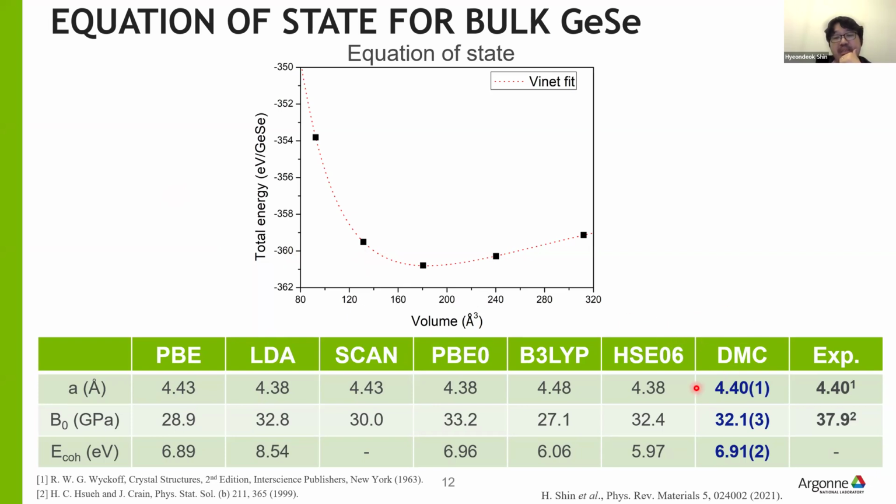As can be seen in these tables, the estimated lattice parameters and bulk modulus are in excellent agreement with the experimental values. From this result, we can expect that QMC can provide accurate ground state properties for the bulk germanium selenide system. Also, there is no experimental result for the cohesive energies, but we can expect this estimated cohesive energy will be a good guideline for the experimental value of the cohesive energy for bulk germanium selenide in the future.